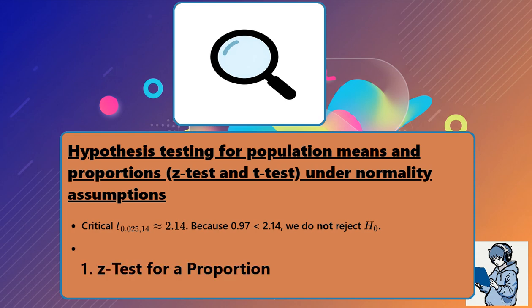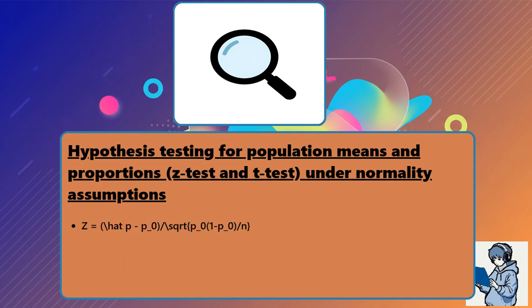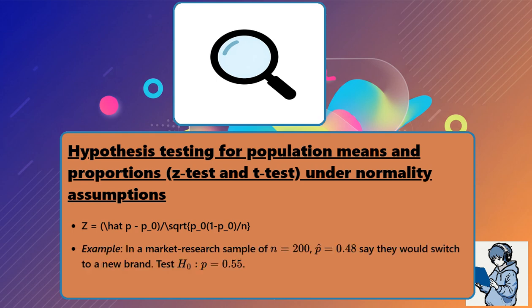Section 4, Z-test for a proportion. Z equals p hat minus p naught divided by the square root of p naught times 1 minus p naught over n. Example, in a market research sample of n equals 200, p hat equals 0.48 say they would switch to a new brand. Test null hypothesis p equals 0.55.